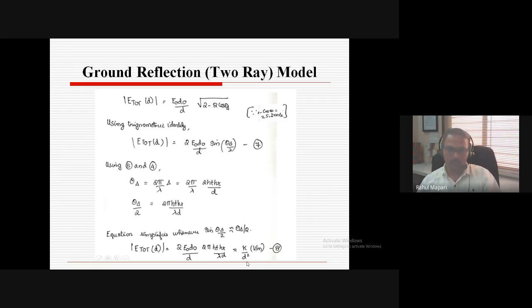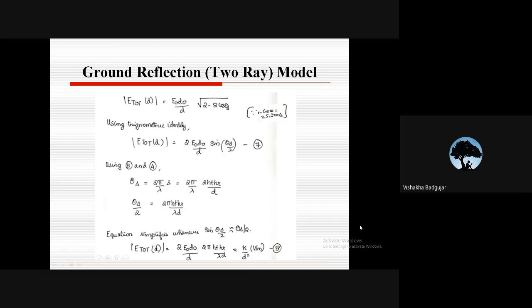And it is true. When the distance between transmitter and receiver is less, the maximum electric field is there. When distance increases, the electric field reduces. Got it? Yes or no? Yes, sir. Okay.